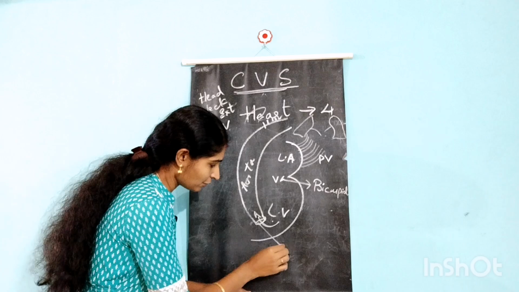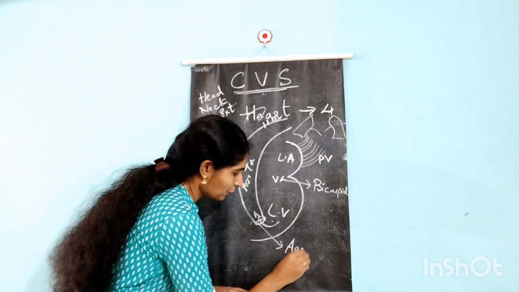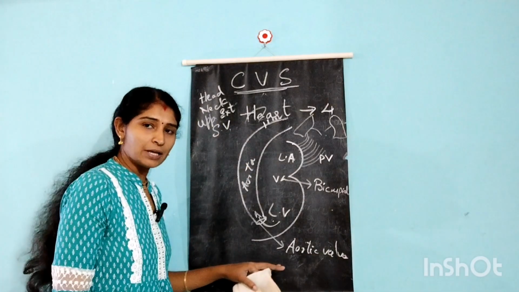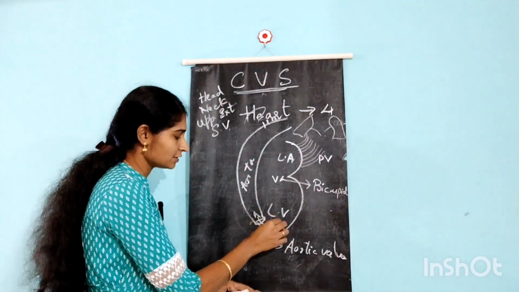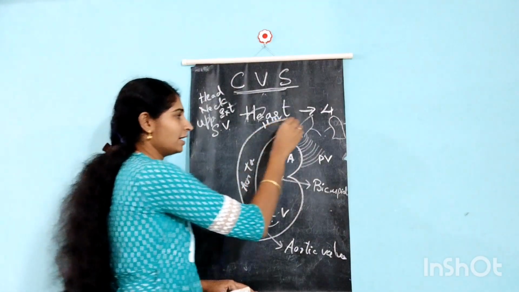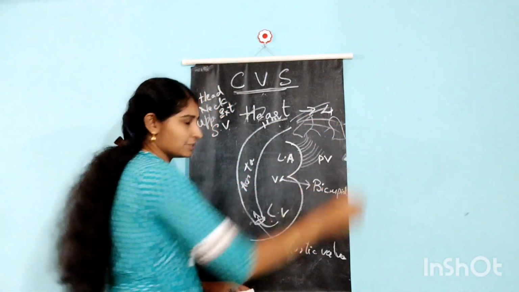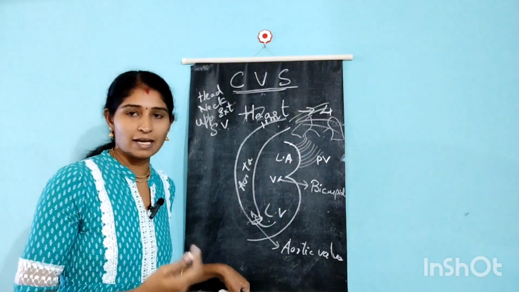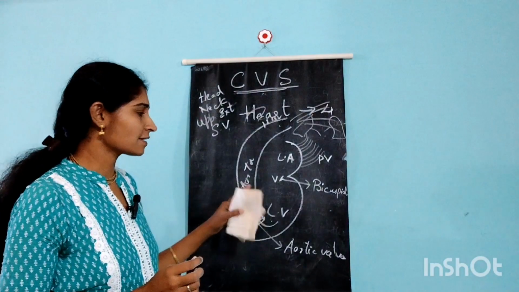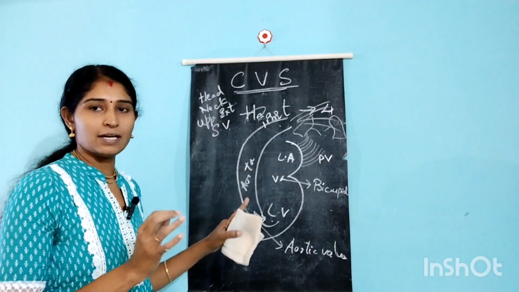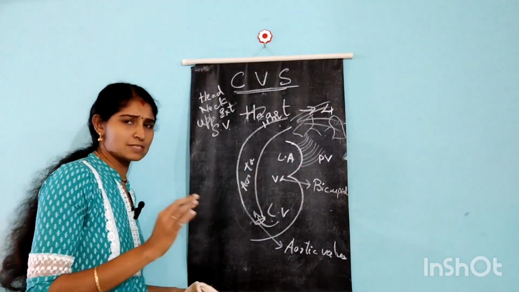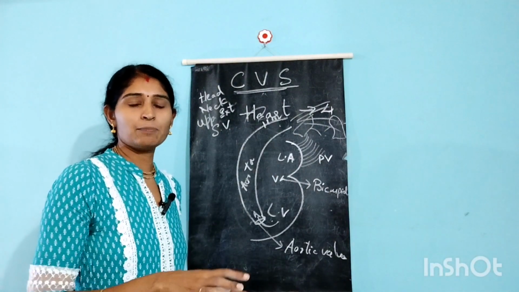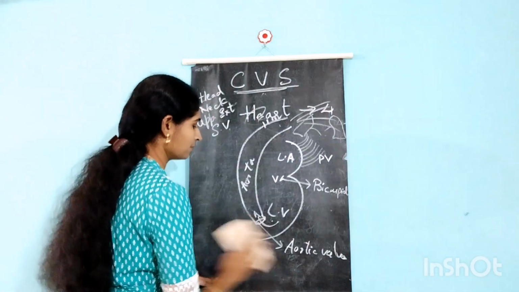At the opening of the aorta, there is a valve called the aortic valve to prevent the backflow of the blood. From here, the oxygenated blood enters the aorta, and from the aorta to different branches of the arteries, reaching different tissues to supply oxygen and nutrients. Is this clear? This is the circulation of blood. The 4 chambers are clear. If you have any doubt related to it, please put it in the comment box so that I can clear your doubts.